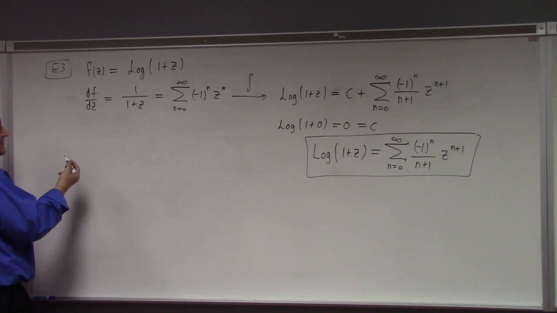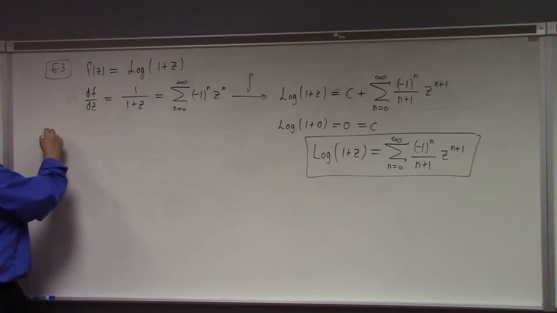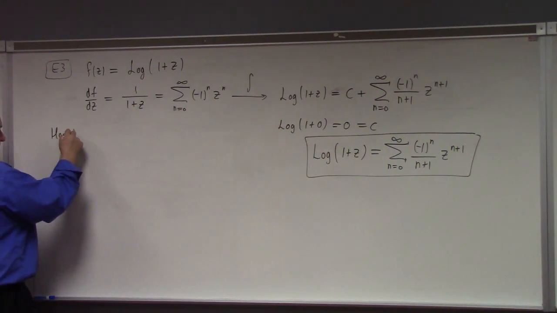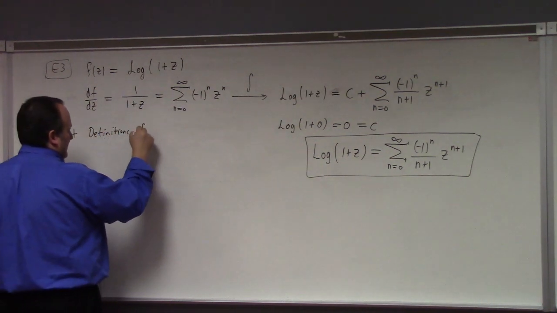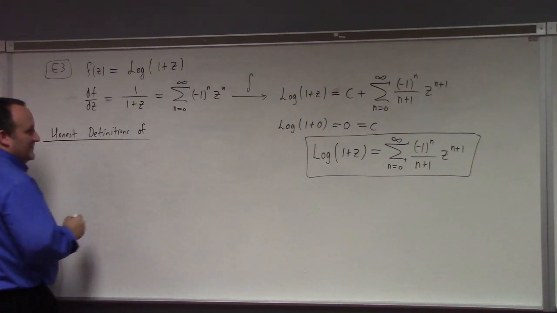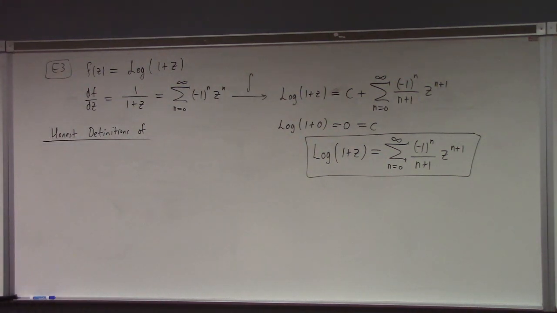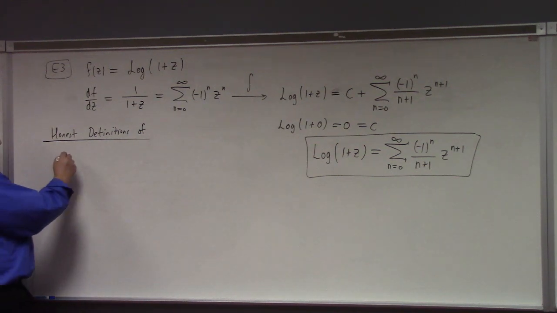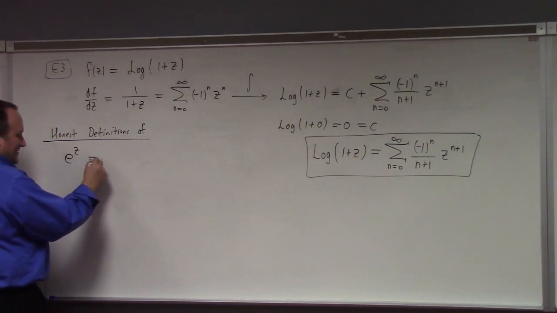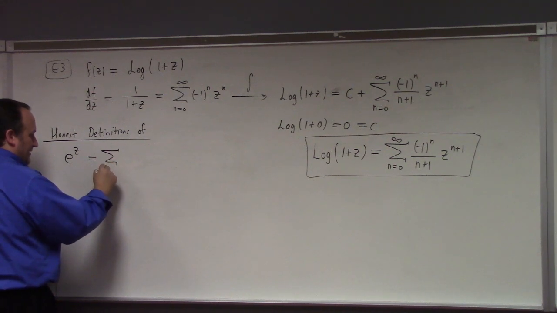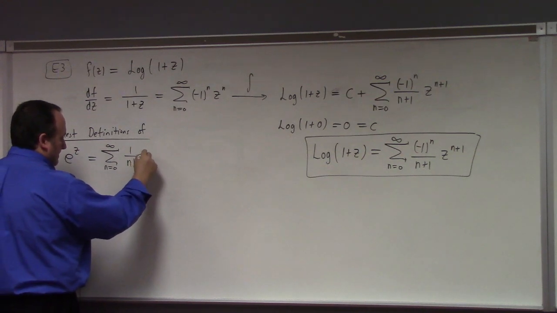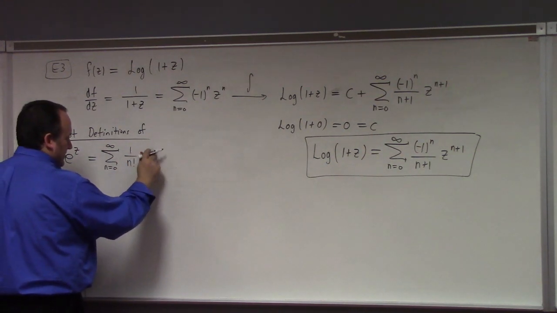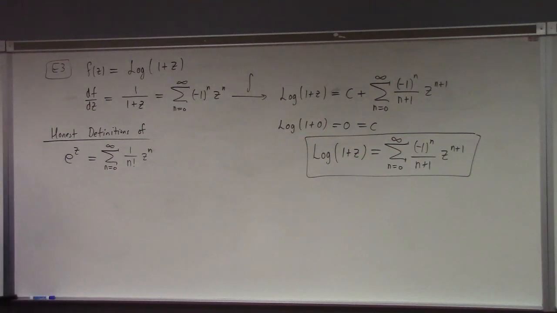So it's time for us to fess up and be honest. Honest definitions. So here are the honest definitions of, well, all of our favorite elementary functions, right? So what is the actual definition of e to the z? Well, e to the z is in fact the sum n equals 0 to infinity, 1 over n factorial, z to the n. You could take that as the primary definition of the complex exponential.